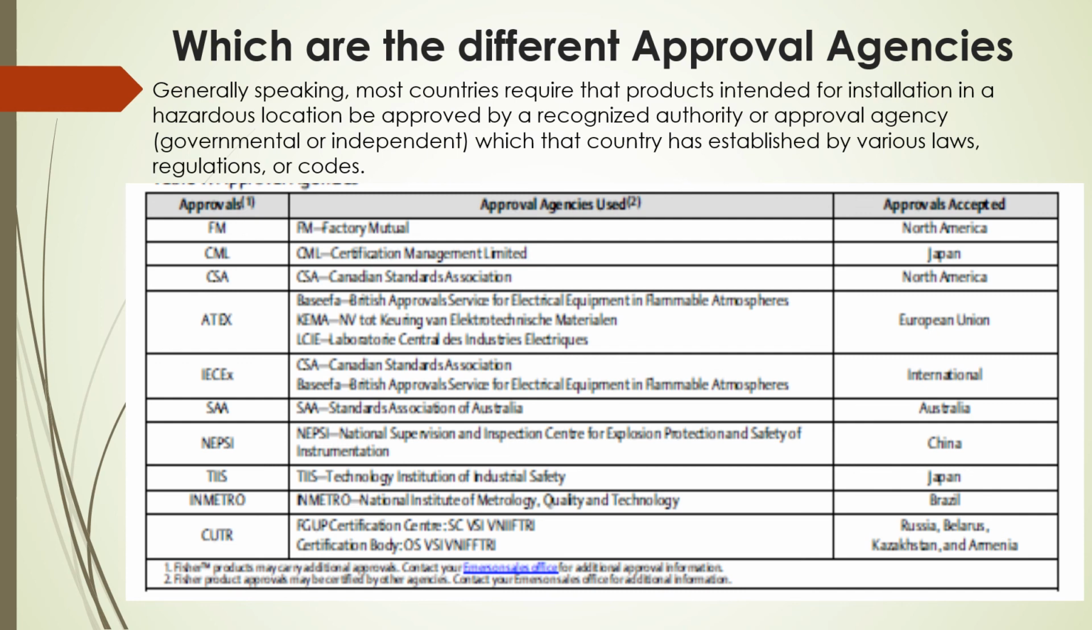INMETRO, National Institute of Metrology, Quality and Technology. This is accepted in Brazil. CUTR, FGUP Certification Center, certification body. This is accepted in Russia, Belarus, Kazakhstan and America.